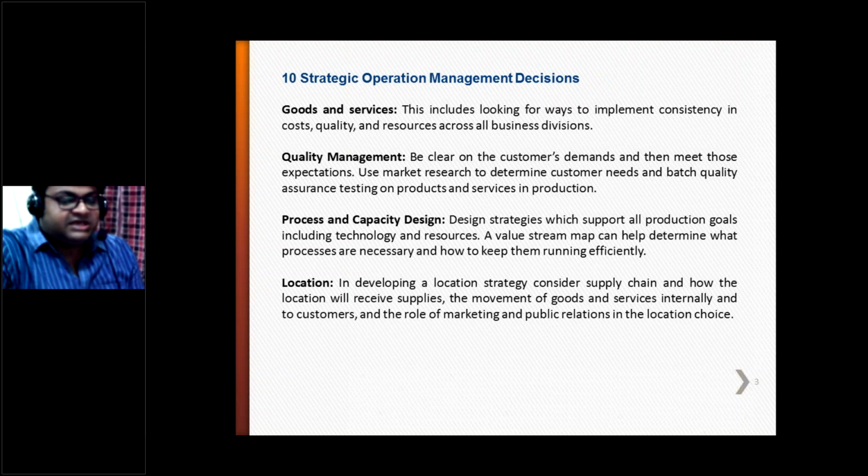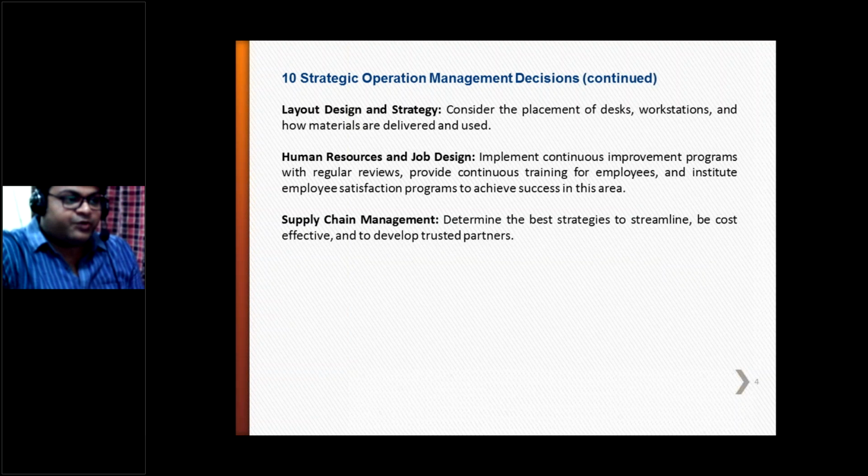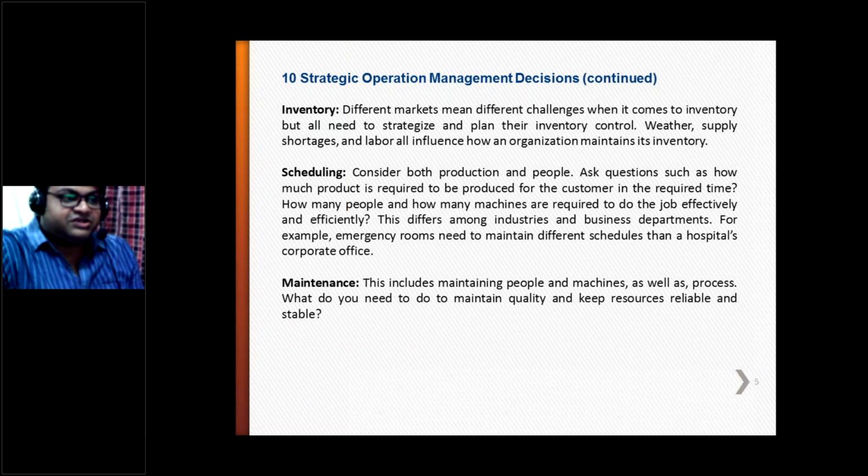Now, the strategic operations management decisions, the areas in which important decisions need to be taken: goods and services, quality management, process and capacity design, location, layout design and strategy, human resources and job design, supply chain management, inventory, scheduling, maintenance. I am not going into detail. I shall focus only on techniques with some specific problems.